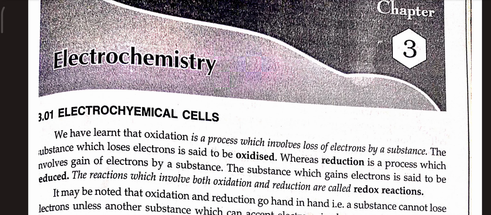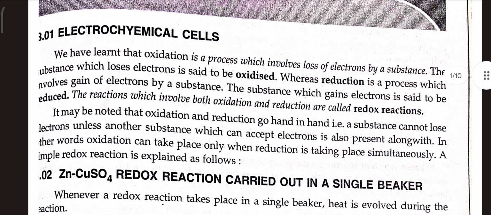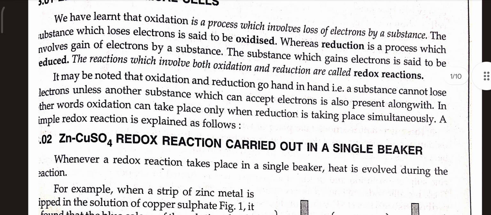Now we're going to read electrochemistry, electrochemical cells. We have learned that oxidation is a process which involves loss of electrons by a substance. The substance which loses electrons is said to be oxidized, whereas reduction is a process which involves gain of electrons by a substance. The substance which gains electrons is said to be reduced.